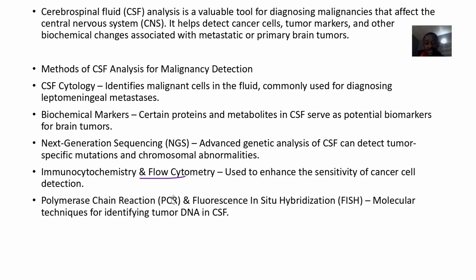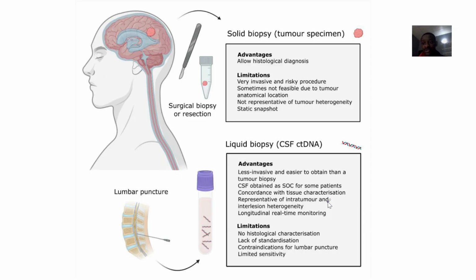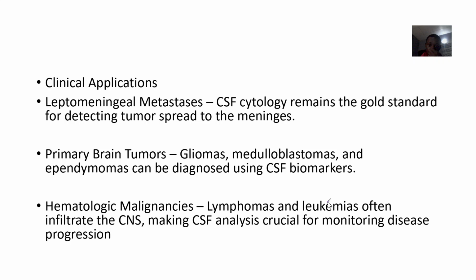The polymerase chain reaction and fluorescence in situ hybridization are molecular techniques for identifying tumor DNA in CSF. So these are the various ways in which you can use CSF to pick up the presence of cancer. So the clinical application is in diagnosing leptomeningeal metastases.